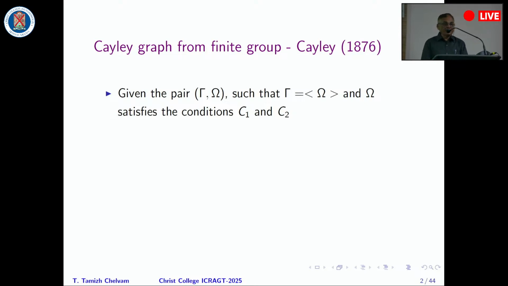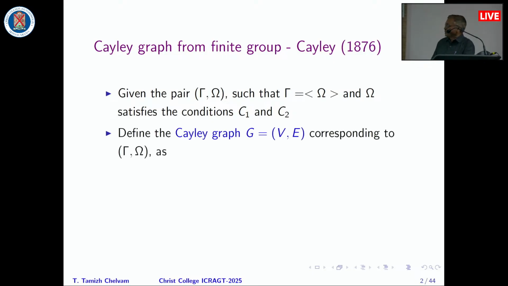By a generating set, I mean to say every element of gamma can be a product of elements of omega, and this omega needs to satisfy two conditions, C1 and C2. C1 is that the identity element should not be in omega, and C2 is that every element in omega has its inverse also there. That's called a symmetric property, and it is because of the very practical demand in the case of parallel computing, in which Cayley networks are used as routing networks.